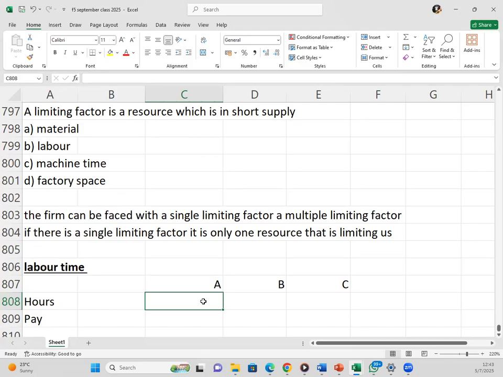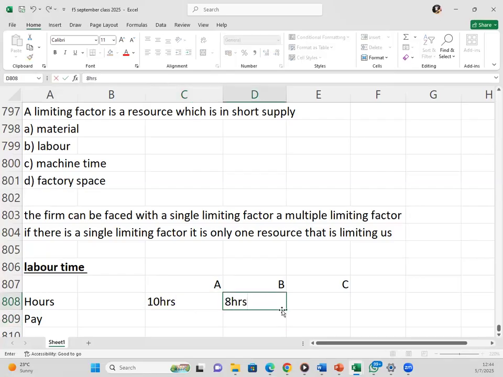I was giving an example that you are being required at company A, company B, and company C. Company A wants you per day for 10 hours. Company B wants you for 8 hours. Company C wants you for 6 hours.